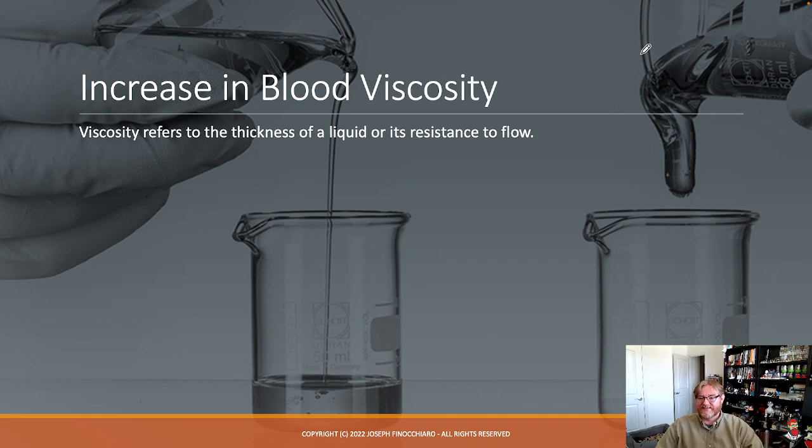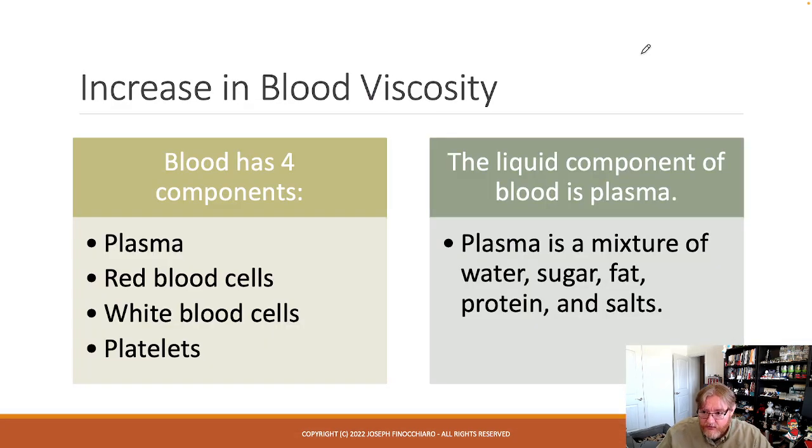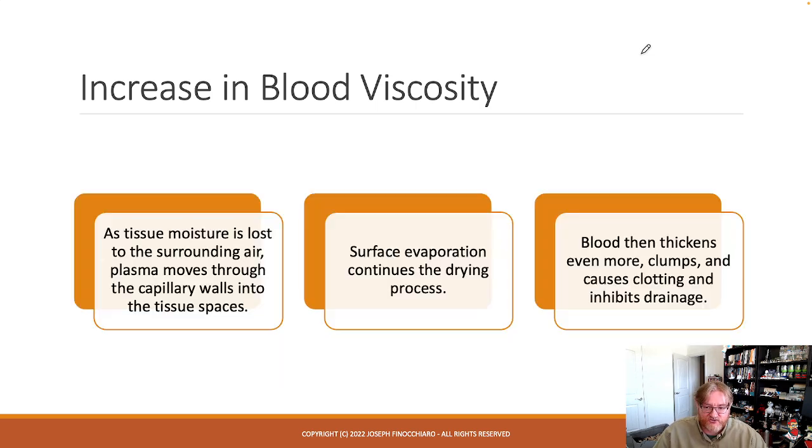Viscosity refers to the thickness of a liquid or its resistance to flow. Water flows pretty readily. If you add flour to water, you go from flowing not nearly as nicely to flowing pretty hard to forming a dough, which doesn't flow probably at all depending on how stiff you make the dough. Blood has 4 components: plasma, red blood cells, white blood cells, and platelets. And the liquid component of blood is plasma. Plasma is a mixture of water, sugar, fat, protein, and salts.